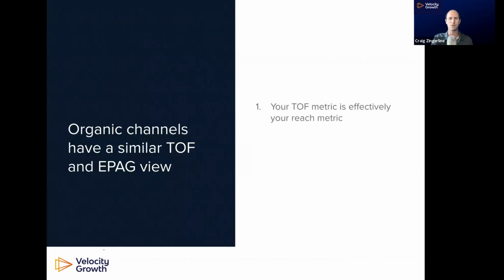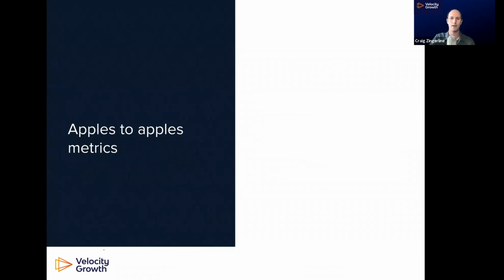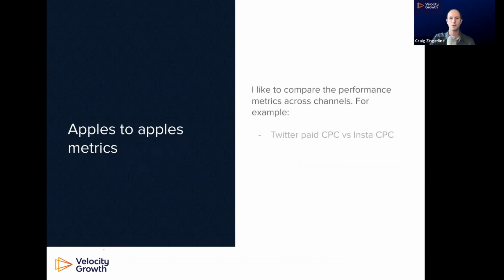Your top of funnel metric for organic is basically going to be reach. You can include other metrics as you see fit with your business. It's not necessarily one size fits all. You're going to want to look, though, at the conversion rates for organic as if you were looking at paid as well. And so, for example, I want to start to compare apples to apples metrics.